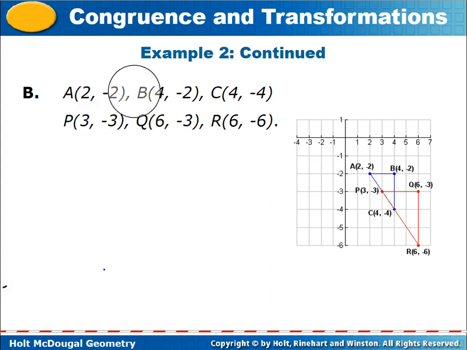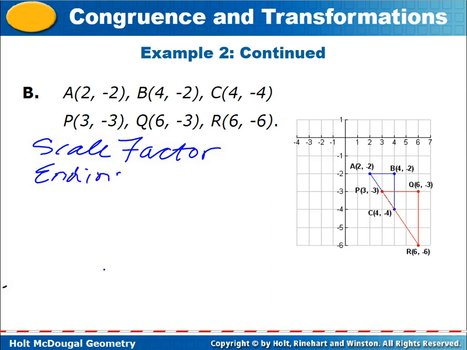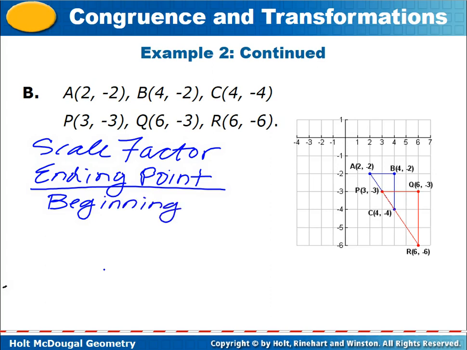Okay, so all eyes up here. When we're trying to find a scale factor, what we want to do is we always take an ending point over the beginning point. Now I'm going to demonstrate that to you. So up here we got A and P. With A we have 2, -2, and with P we have 3, -3.